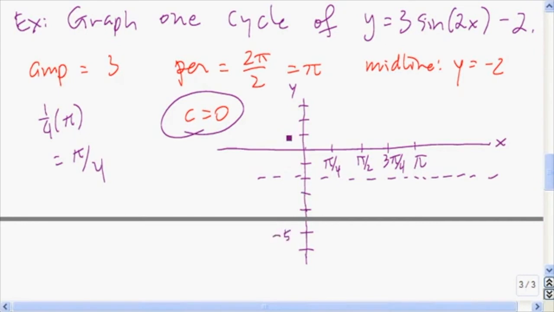Okay, so I like to be pretty clear that this is my x-axis. You're not allowed to shift your x-axis to your midline. Your x-axis is fixed, and then draw your midline as a dotted line.